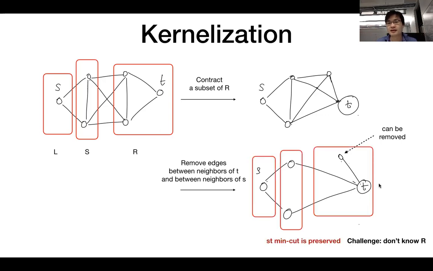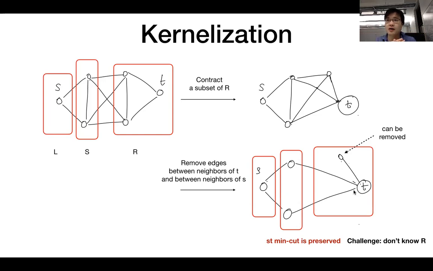And then this is the resulting graph, and you can see that the ST min cut is preserved in this graph. We can run max flow on this smaller graph, and then we can obtain the corresponding separator for the original graph. So there are two things that remain unclear.